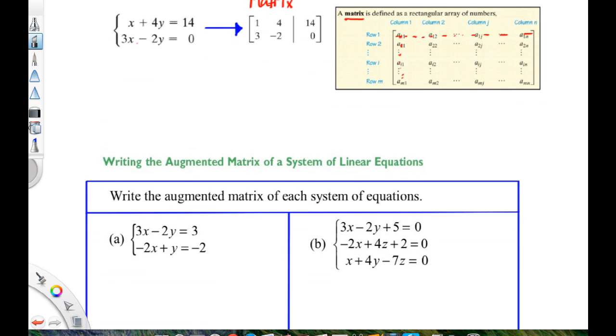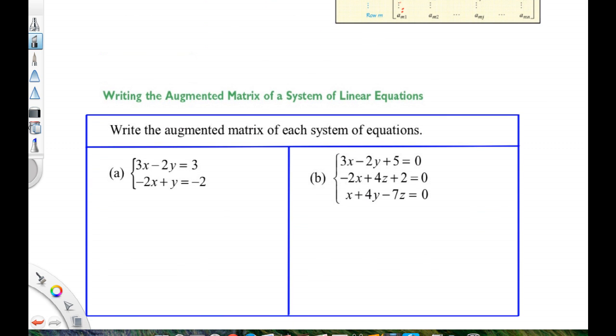Let's practice writing those. Write the augmented matrix. This system could be written with this matrix. So 3, negative 2, and then 1, negative 2, remember there's a 1 in front of the y. And make sure that we place a bar where the equal sign is, and then that works.